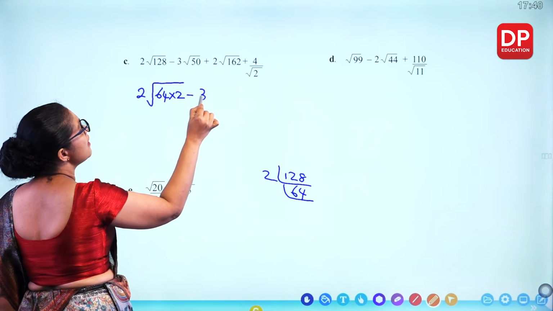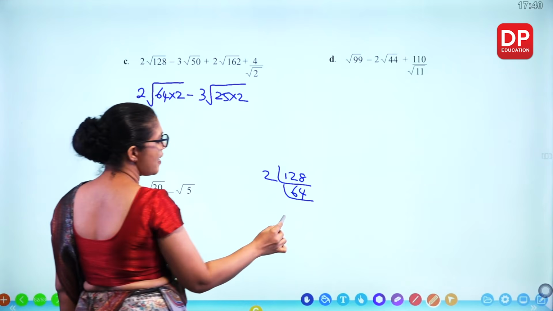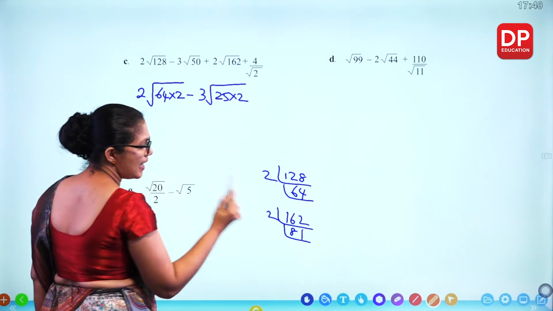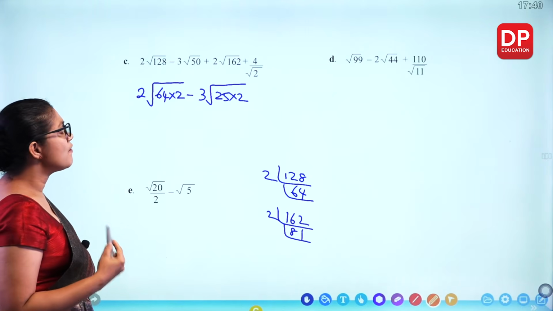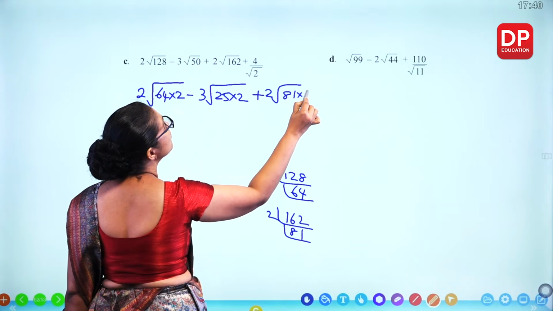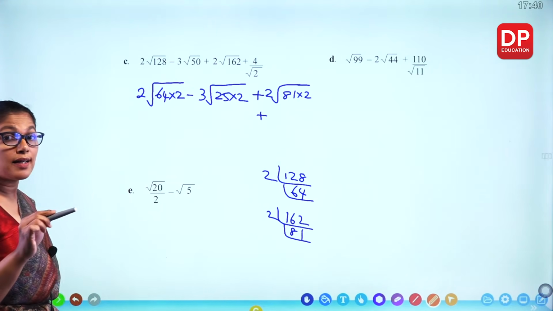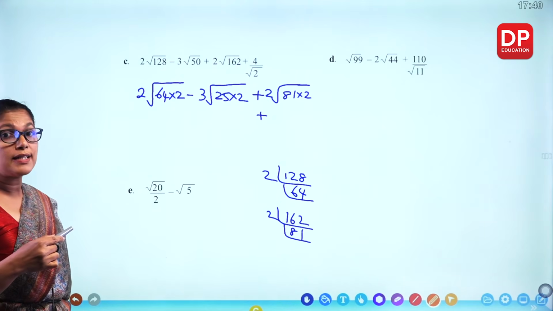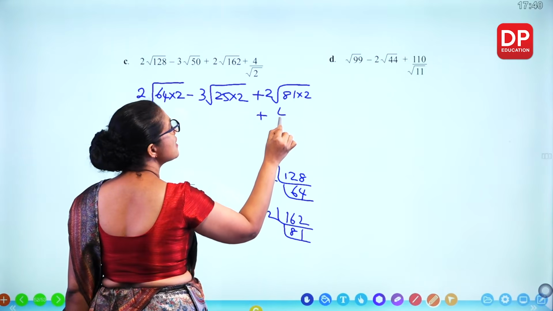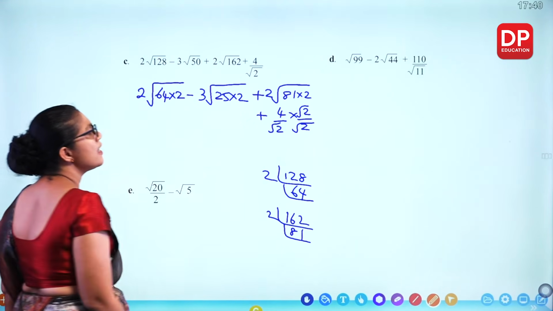What about 50? We know that's 25 times 2. What about 162? We can check. Divide by 2. 81 is a square number. 81 times 2. What's this one? That's in the denominator, you get an irrational number. So it's better to rationalize it. So I'll do it straight away. I can multiply both the numerator and the denominator by root 2.